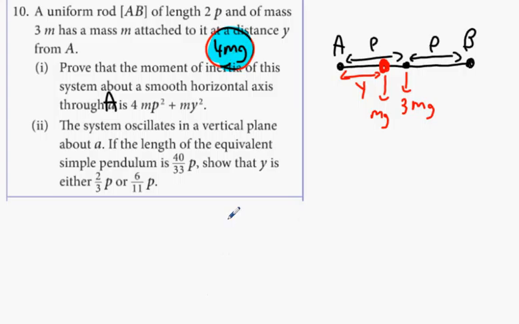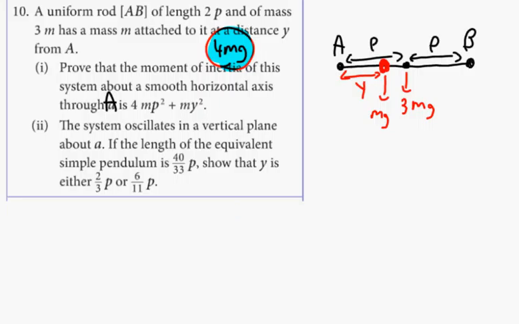Now, prove that the moment of inertia of the system about a smooth horizontal axis through A. So A is going into the board and it's spinning the full system around. Are we happy enough with that? Okay. Smooth horizontal axis through A. That means it has to go through A, so perpendicular. And then it is 4mp squared plus my squared. Okay.